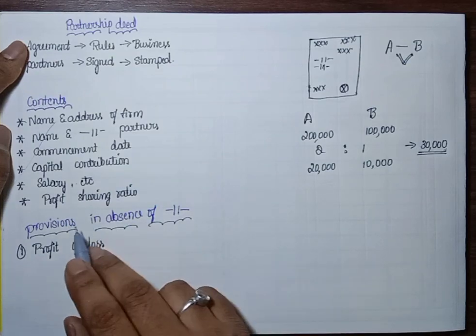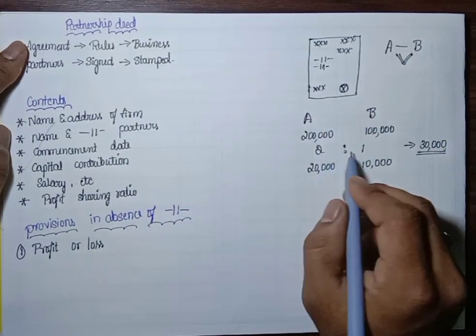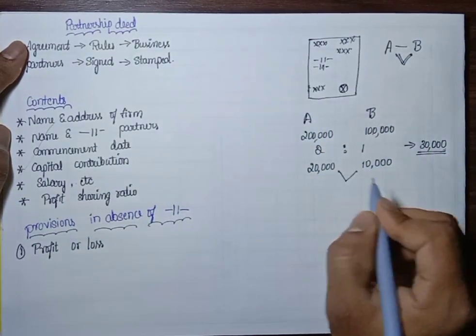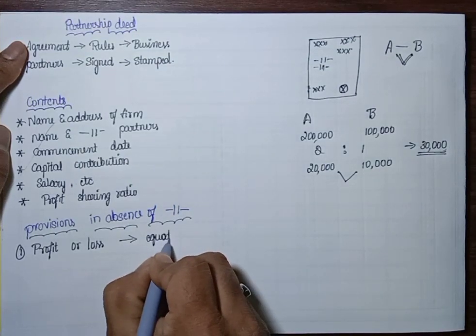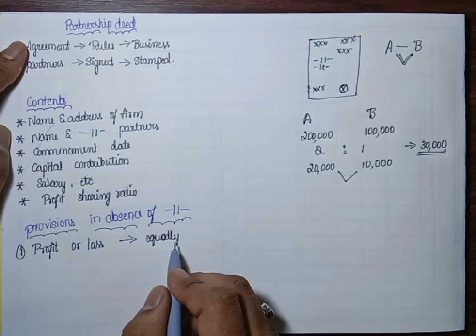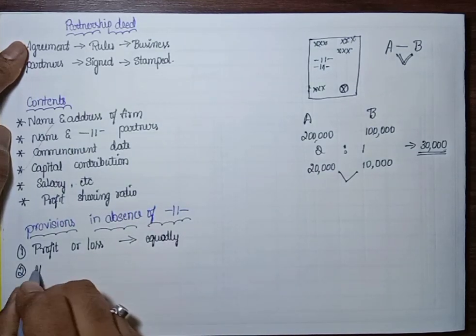But now we don't have any partnership deed here. In that case, we can't go with any profit sharing ratio. So we need to distribute profit or losses equally. If you do not have a partnership deed, you need to share your profit and losses equally. Second one is interest on capital.